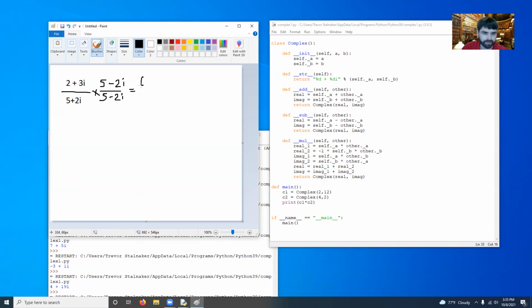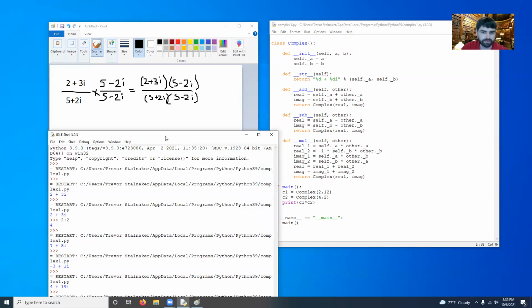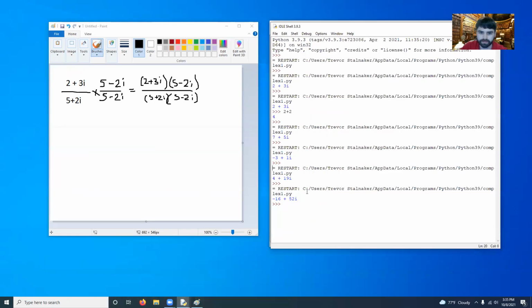So then what we'll end up with is 2 plus 3i times 5 minus 2i, all over 5 plus 2i times 5 minus 2i. We could multiply these out like we just did, or we could reap the fruits of our labor and just create some complex numbers.